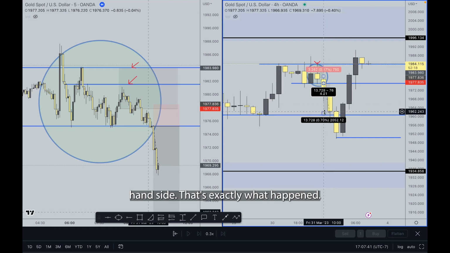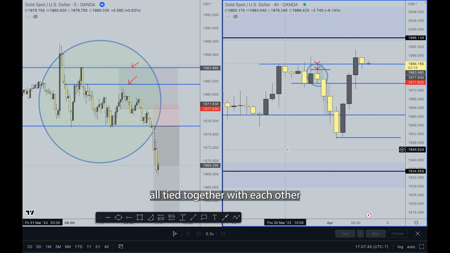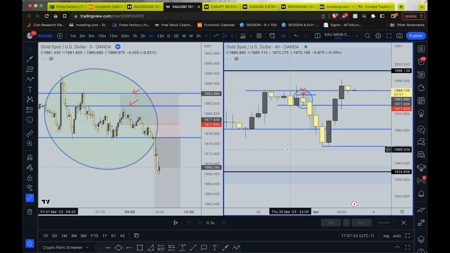That's exactly what happened. Now, a lot of these things all tie in together with each other. And it comes down to your own understanding and experience to be able to piece that together. And that's what I'm trying to show you guys. There's multiple different trade setups, and a lot of them are high probability. It's learning to consistently use the high probability setups, which is why you need a playbook.